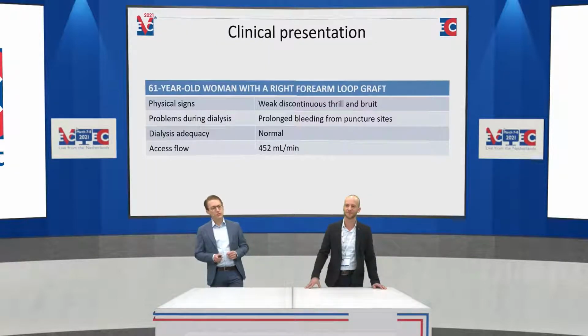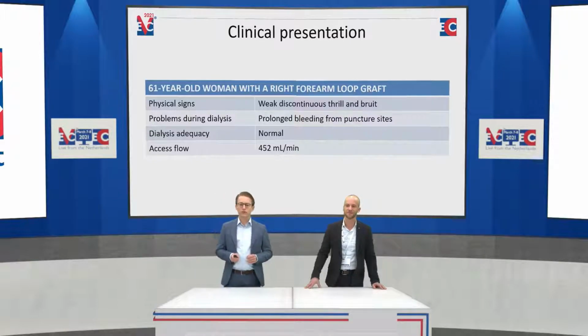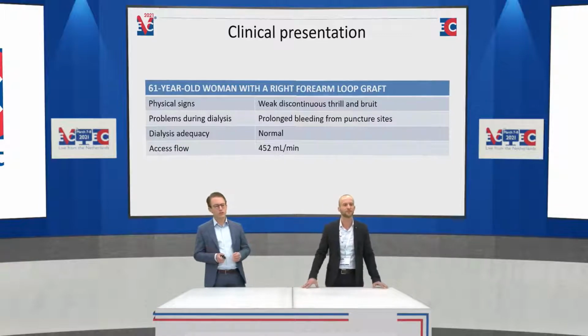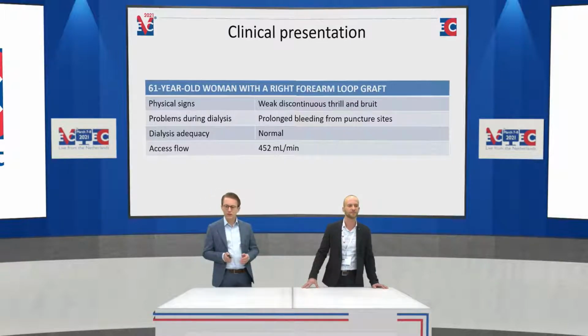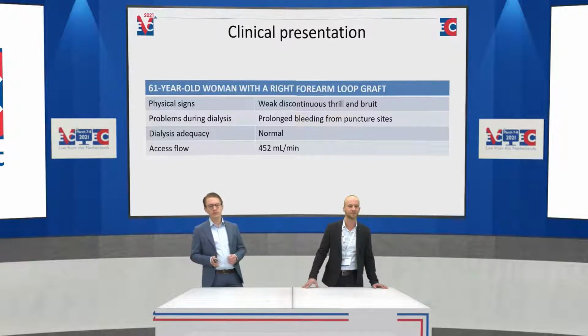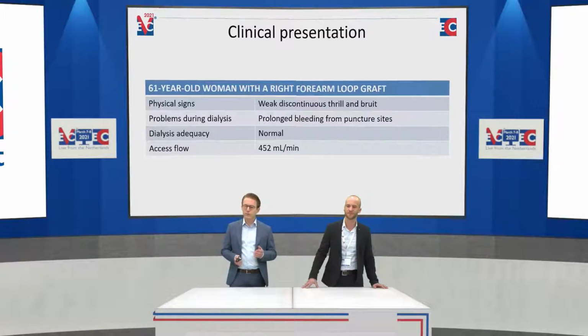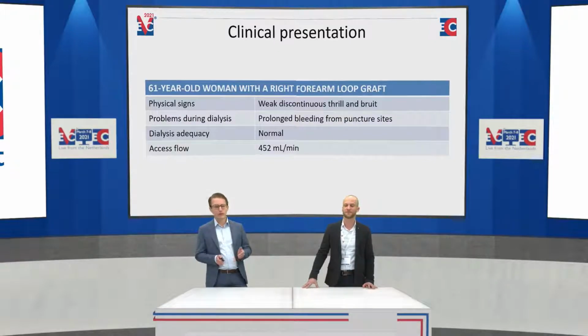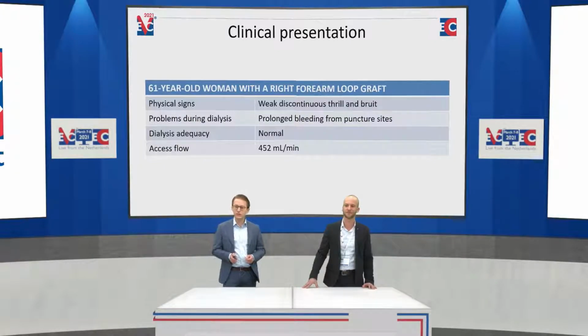This is a case, a 61-year-old woman with a right forearm loop graft. We see what's going on with monitoring, as we've discussed in the previous presentation. Physical signs are a weak, discontinuous thrill and bruit. She has problems during dialysis. She has prolonged bleeding from the puncture sites. Dialysis adequacy is normal, and access flow has been measured and is 450 mL per minute using transonic flow measurements.